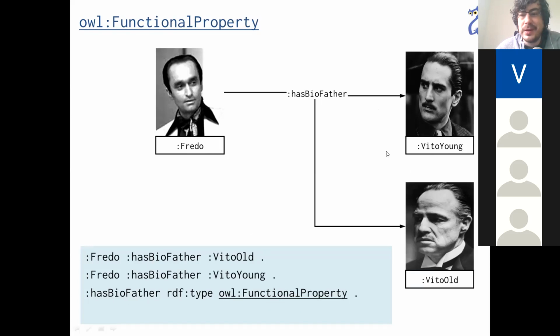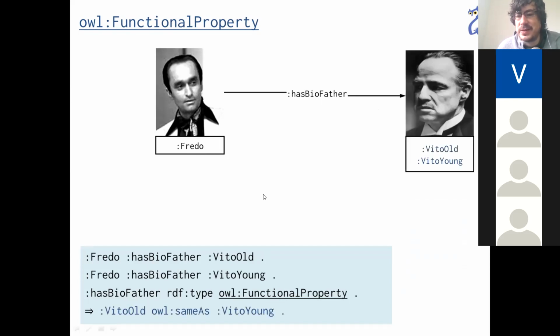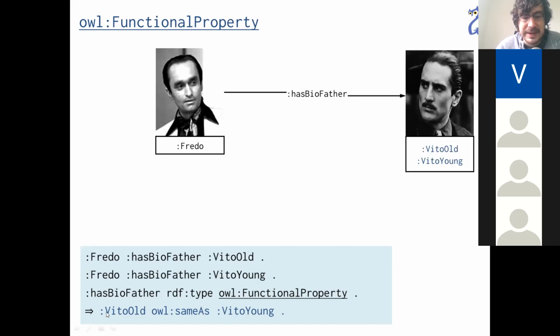However, we have to recall the no unique name assumption, which means that rather than derive an inconsistency, since we don't know that these are different from each other, we can conclude that there must be just one person with two names, right? So what do we mean by that? We mean that Vito old is the same as Vito young, and Vito young is the same as Vito old. So we infer that these are just two names for the same person. So we can infer same as in this way.